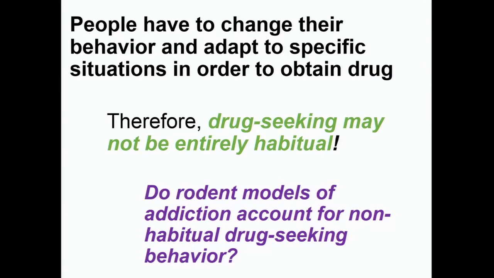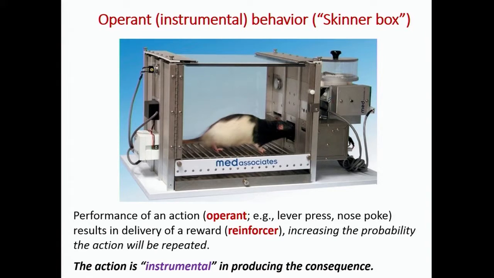And so one thing I wanted to look into was, do rodent models of addiction actually account for this non-habitual, potentially drug-seeking behavior? Okay? To look at this, we have a rat. That's an example of the type of rats we use in our study. This is called a Long Evans rat.